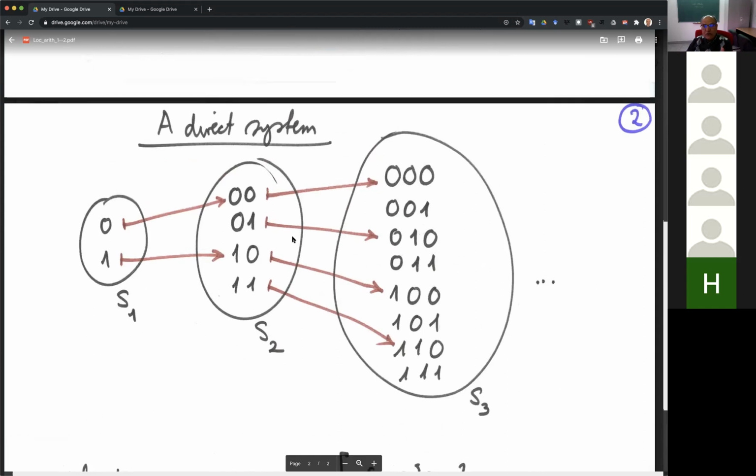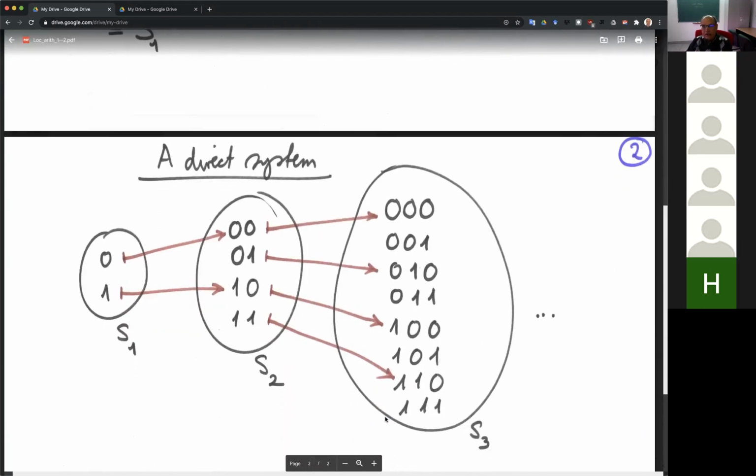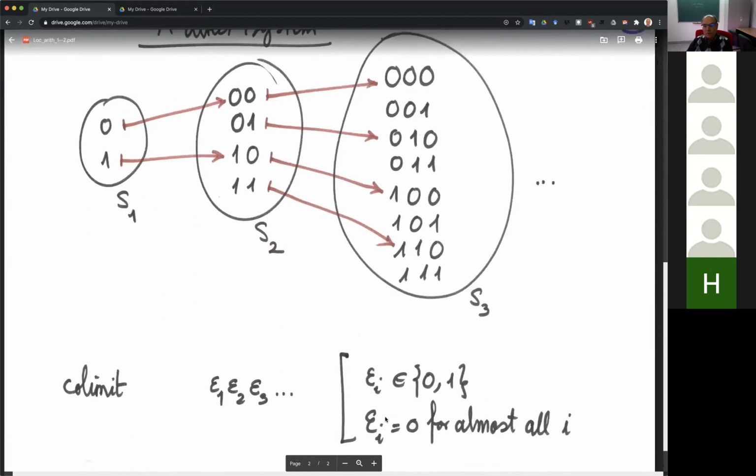Of course, this diagram is not the same as this diagram. Here the arrows are in the other direction. Here, the limit consists of all strings of infinite length with any number of occurrences of 0 and any number of occurrences of 1. There is no restriction as there is here in the case of the direct system.